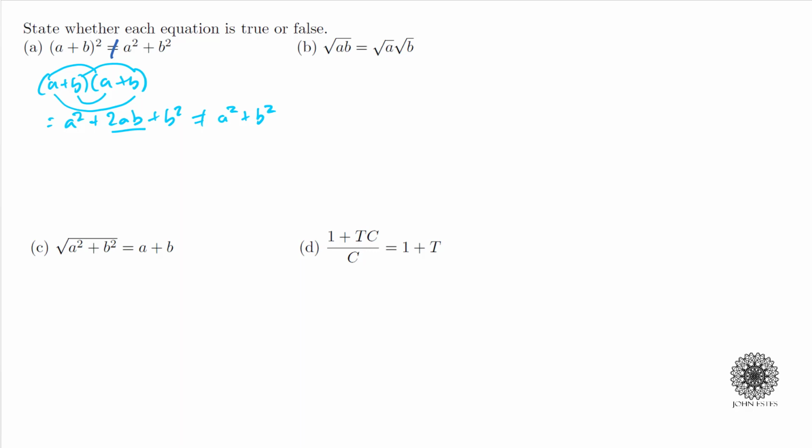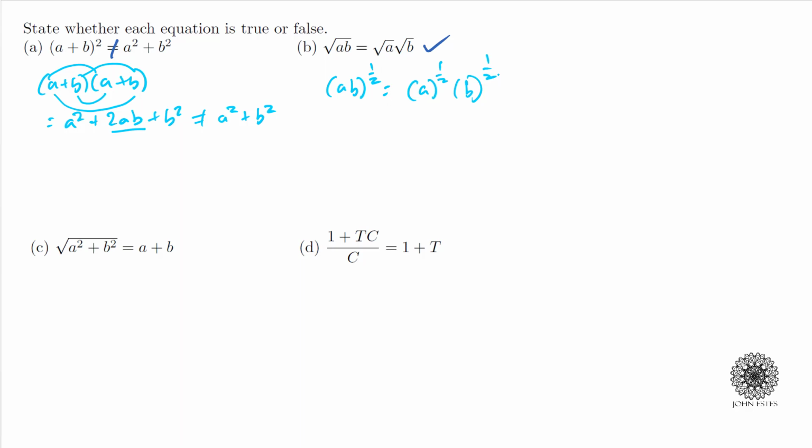Okay, for part B, square root of ab equals the square root of a times the square root of b. We are going to say true. This does work. Why is that? Because this is (ab) to the 1/2 power, which is the same thing as saying a to the 1/2 power times b to the 1/2 power. So we're okay with that. That works.